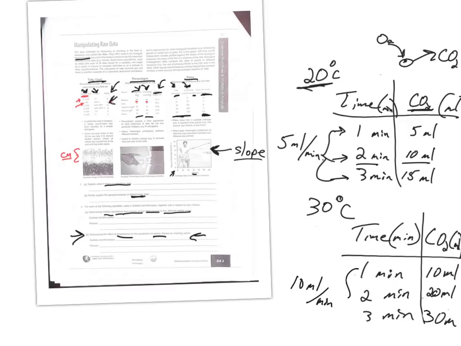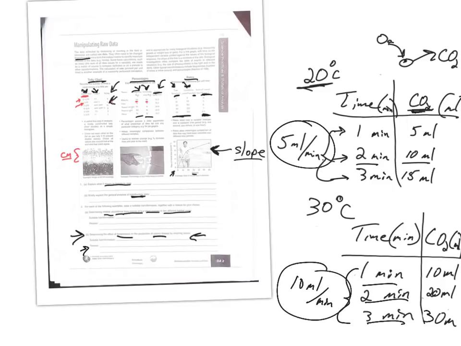Well, how did I transform that data? I just divided milliliters by minute for each one, and I noticed that no matter how many minutes I go on, every minute I'm producing 10 milliliters. So the rate is 10 milliliters per minute here, and the rate is 5 milliliters per minute here. Now, why is that a suitable transformation? Because I'm able to see how much CO2 is being produced at a given time. It's going to allow me to compare how fast these seeds are making CO2 at different temperatures.